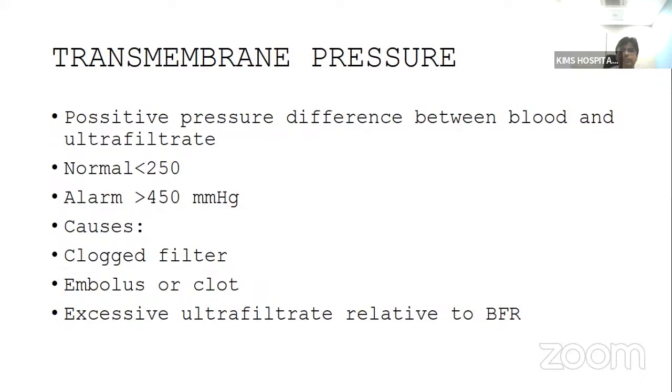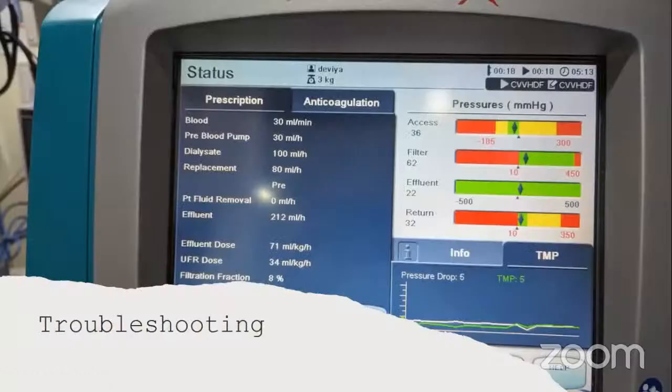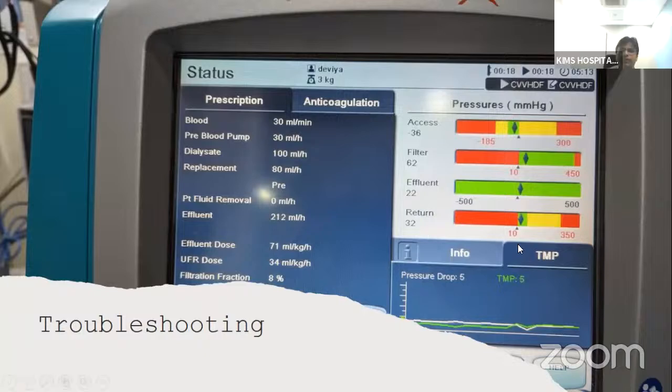It is the positive pressure difference between the blood and the ultrafiltrate. Normally the TMP should be less than 250. The alarms will keep going off if the TMP is greater than 450, and that indicates that the filter is clogged, or there is a clot or embolus in the filter, or excessive ultrafiltrate relative to the blood flow rate. So these pressures we can access through here.